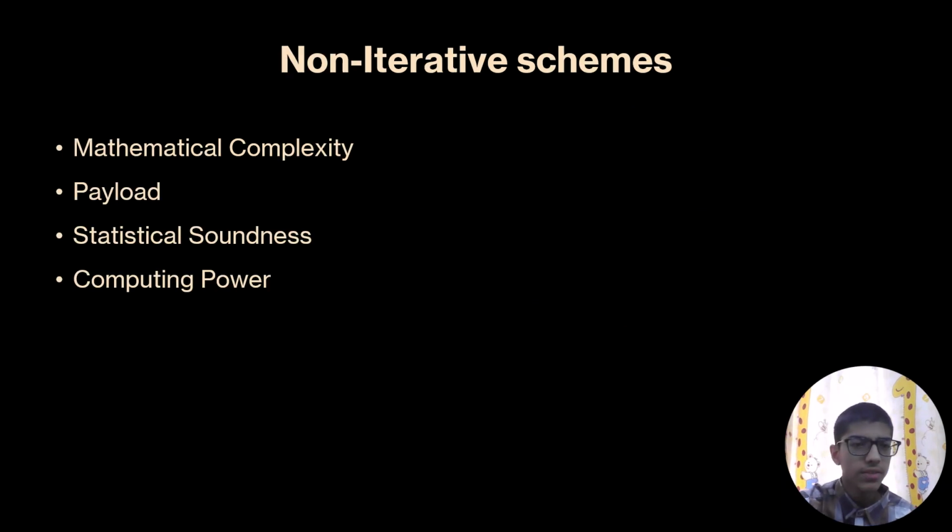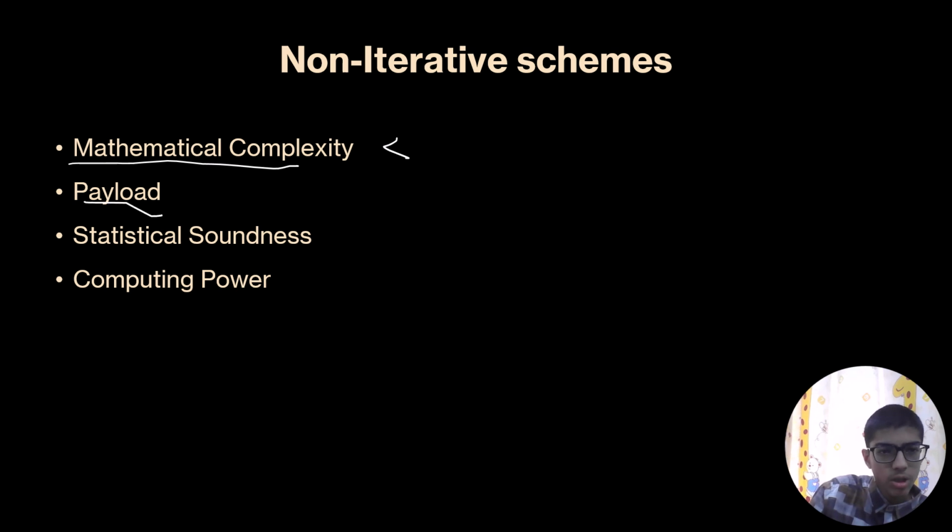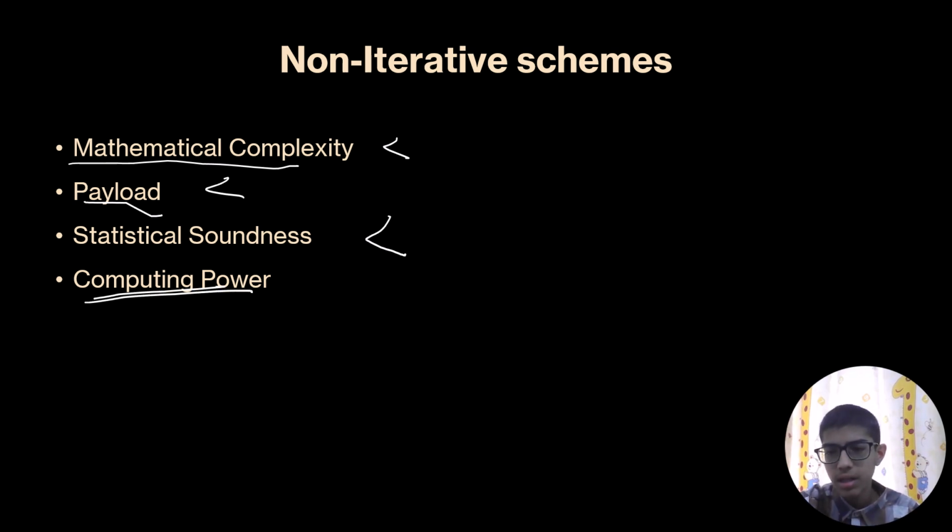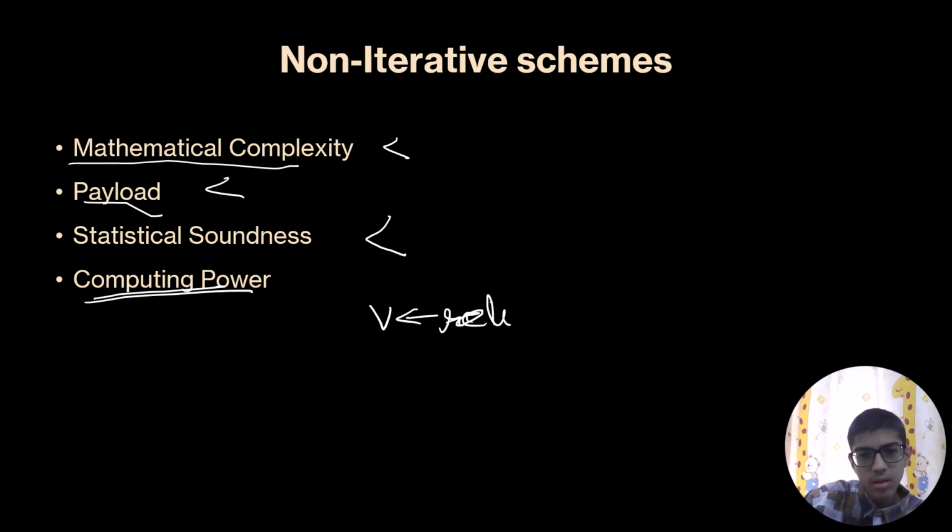For non-iterative schemes, we have the following characteristics. The mathematical complexity is comparatively lesser. Payload is also less because we have only one-time computation. They are less statistically sound though, and the computing power does not change much. The verifier needs a remarkably low computational power, but the prover, as usual, needs a lot of computation.